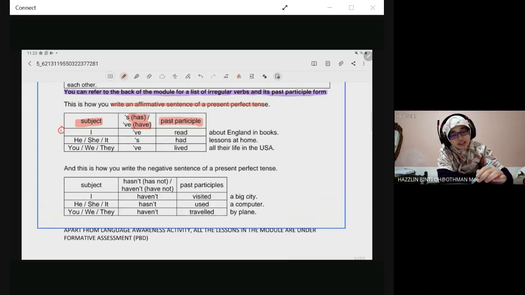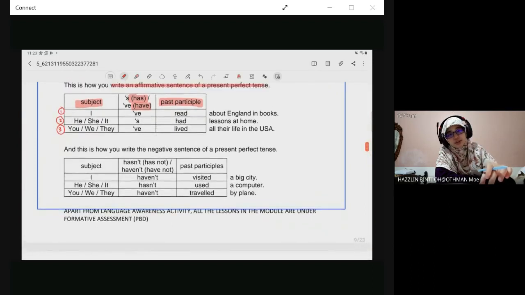I've read about England in books. Okay, the second sentence: She's had lessons at home. And let's look at the third one: We've lived all their life in the USA. Okay, that is how you write an affirmative sentence for the present perfect tense.